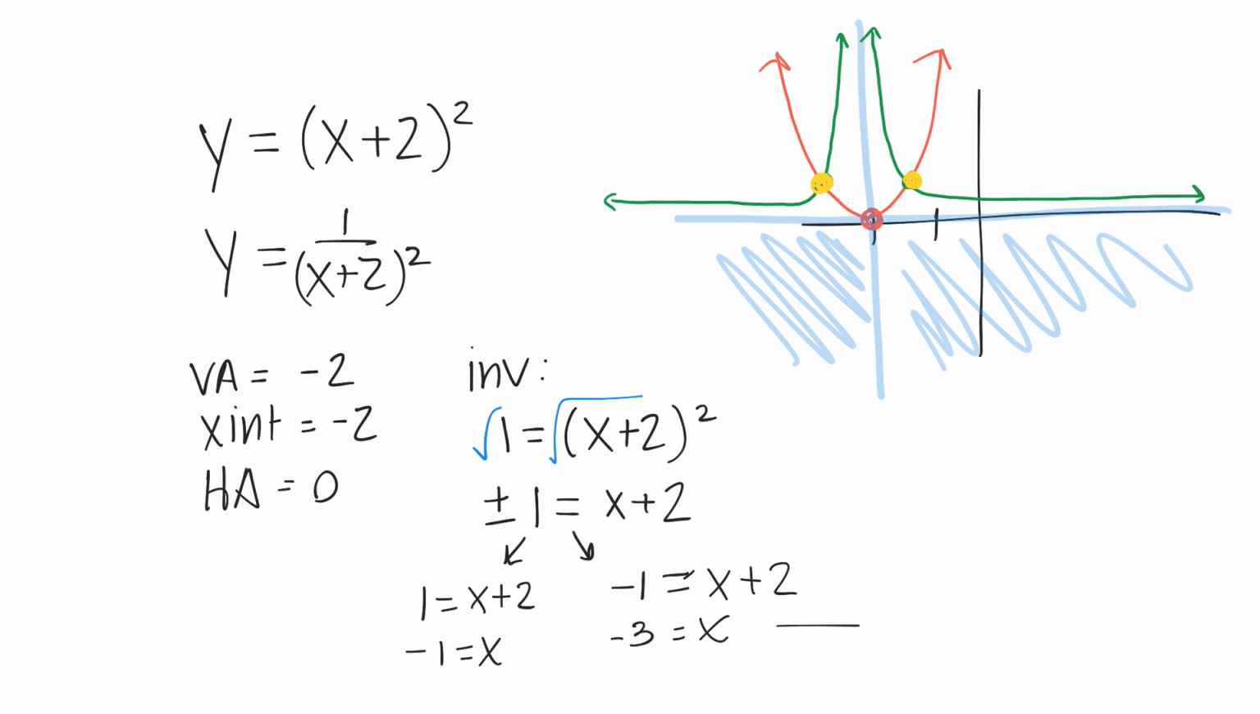So therefore, my invariant points are going to be at negative 3, 1, because remember I used a 1 for this, and negative 1, 1. And sure enough, look up here, that's where they are. They're at negative 1, 1, and negative 3, 1. Okay, so that's what it looks like with just one vertical asymptote, or one x-intercept on your parabola.